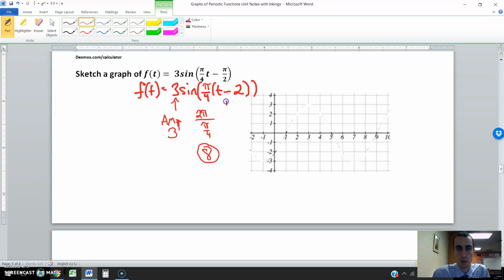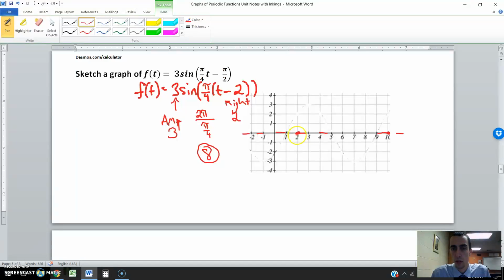This tells us that we are going right 2 units, and then the midline is that plus 0, so the midline is y equals 0 here. Now to do this graph, we know this is a sine graph, so it starts out at the midline. However, it's shifted right 2 units, so you can think of the graph as starting here, and with a period of 8, it will go from 2 over to 10.